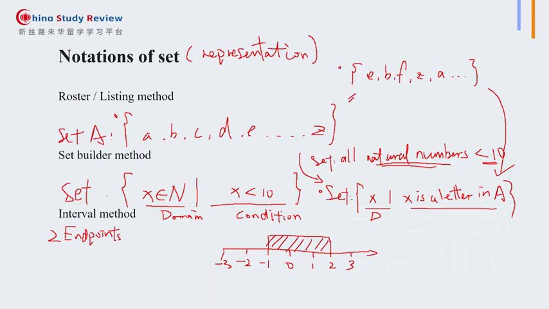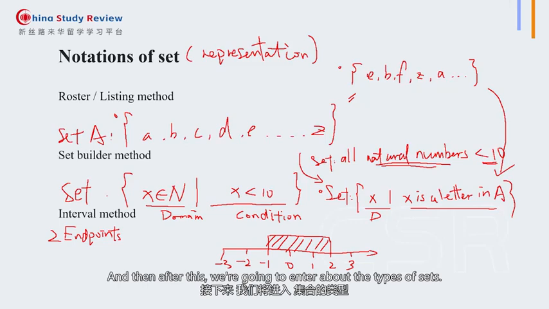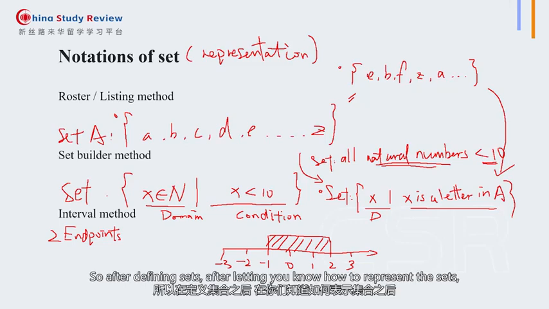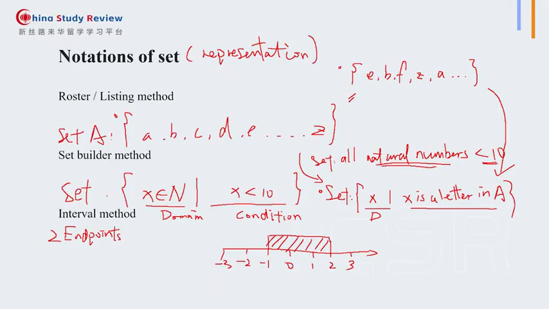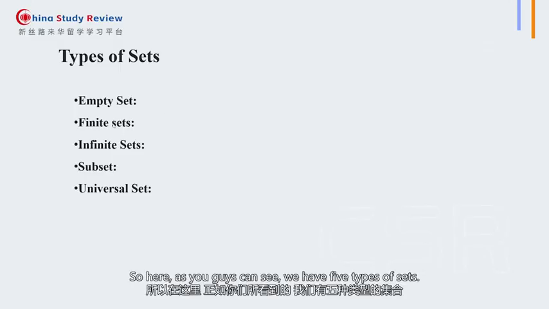After this we're going to enter the types of sets. After defining sets and letting you know how to represent them, you have to know how many types of sets there are, how many types of clearly defined collections of distinct elements there are. Let's take a look at the next slide. Here, as you can see, we have 5 types of sets.